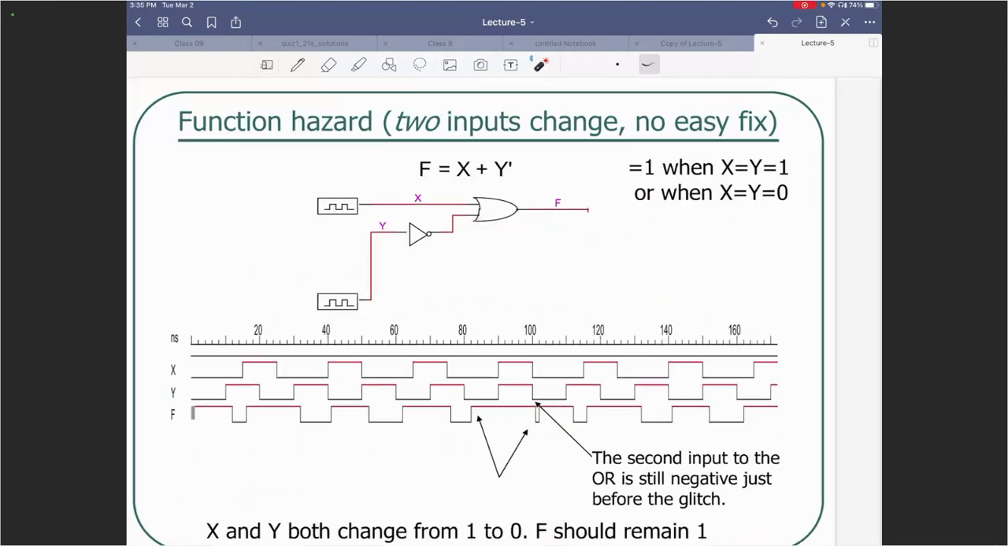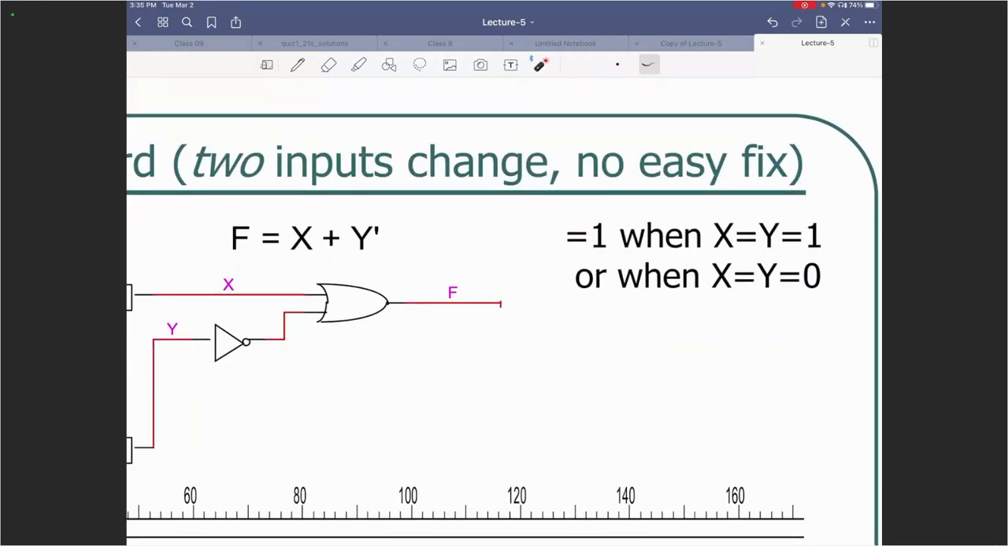But the logic function itself dictates these statements. F should be 1 when X and Y both are 1, or if both of them are 0. So if X and Y are equal, then F equals X XOR Y complement should always be 1. X and Y is 1, or X and Y is 0, it should be a 1, as long as I hold both of them to be the same.